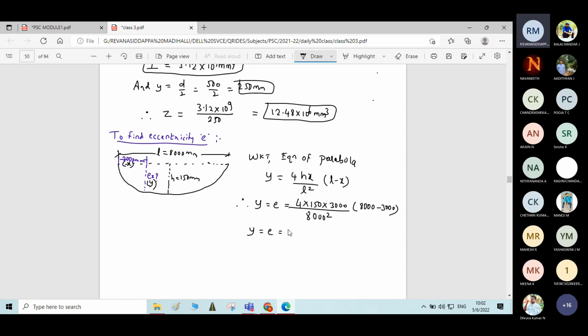Please calculate and cross-check the answer. It is 140.625 millimeter. Okay. Please calculate and cross-check.